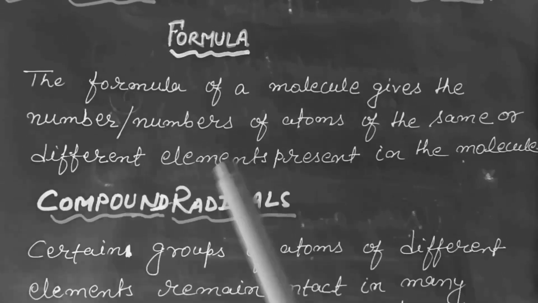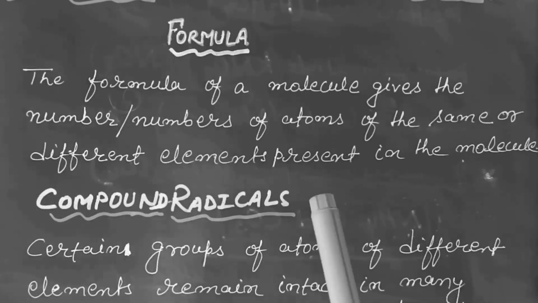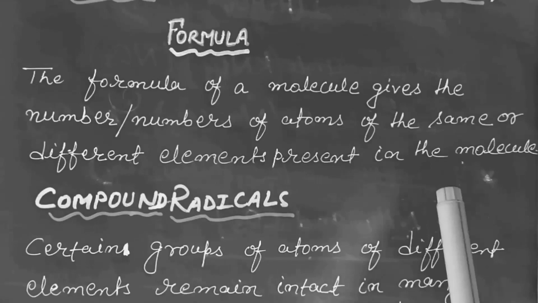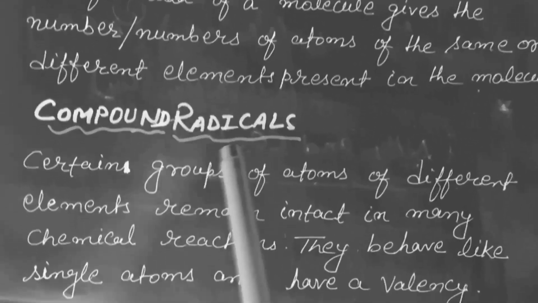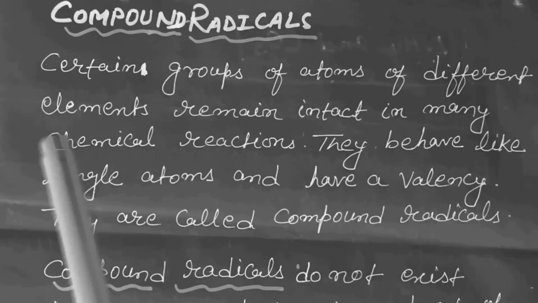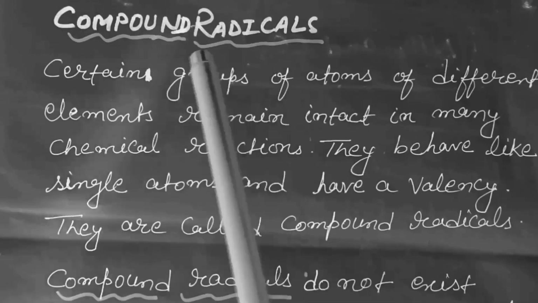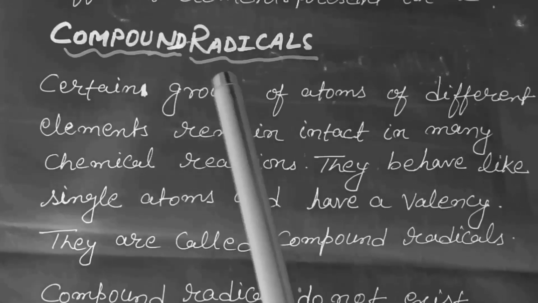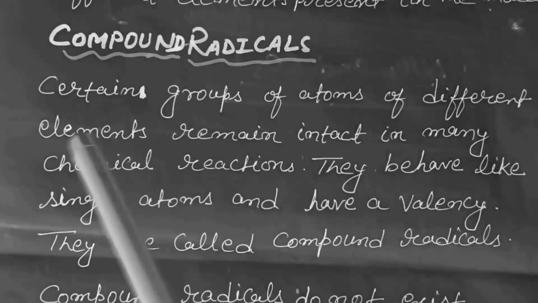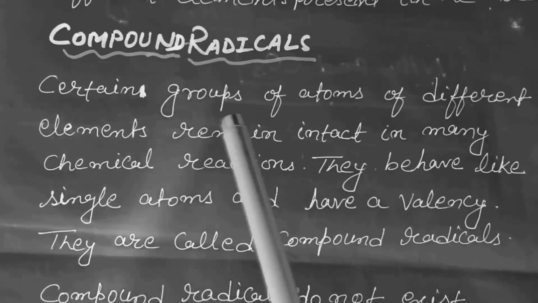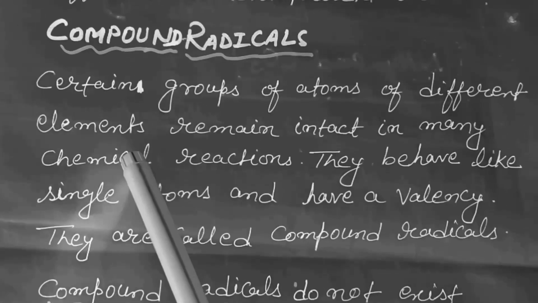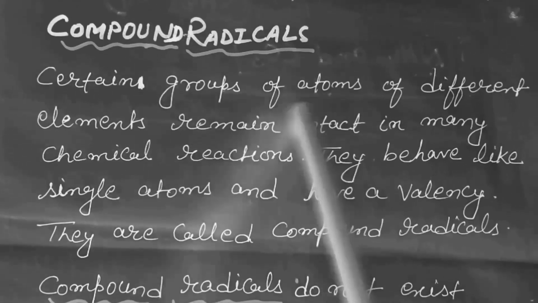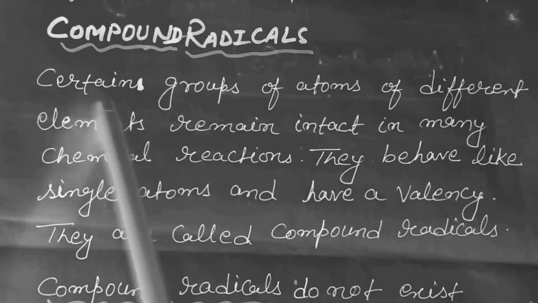As we all know, when we represent the formula of any compound or any element, it gives the number of atoms present in that molecule. Now come to the next, that is compound radicals. In certain cases, we have to see some compound radicals, meaning two or more elements collectively used during the formation of a compound. See here, what are compound radicals? Certain groups of atoms of different elements remain intact in many chemical reactions. Certain groups of atoms collectively work during the formation of a compound.